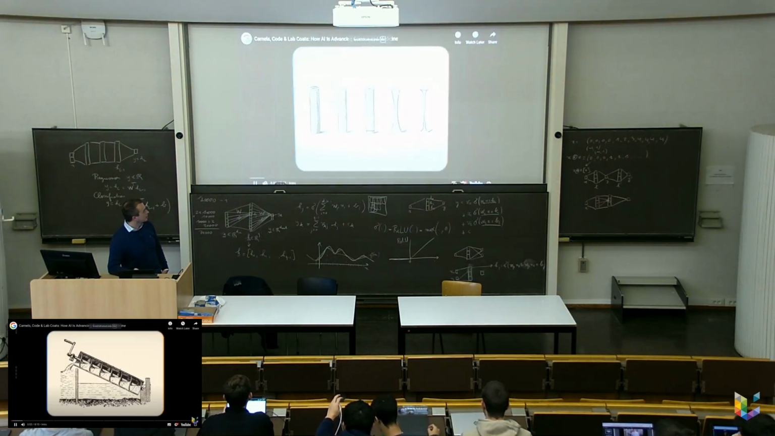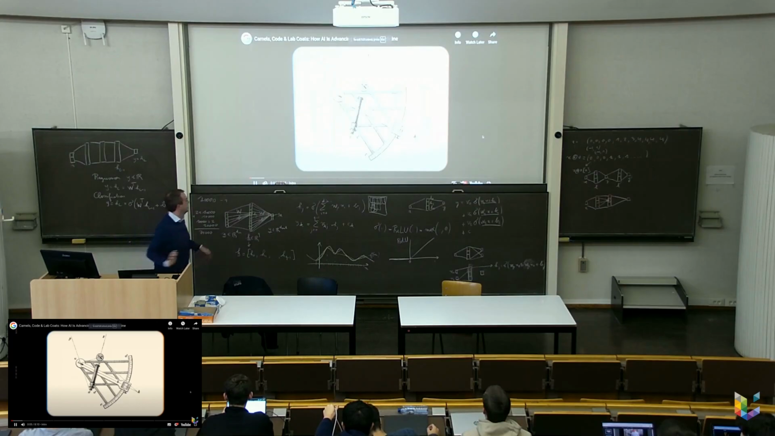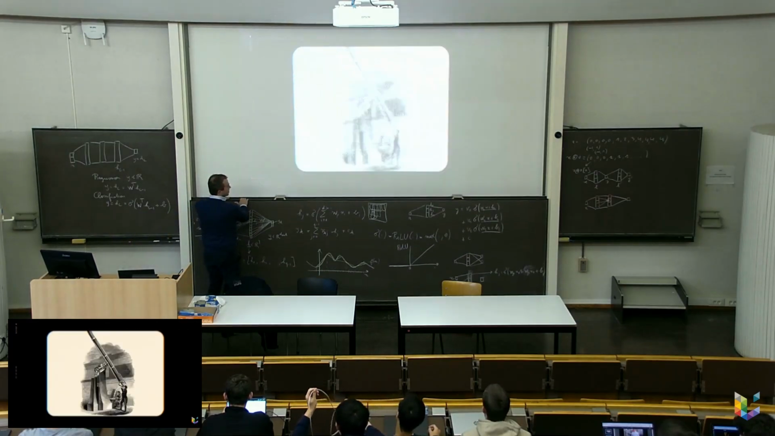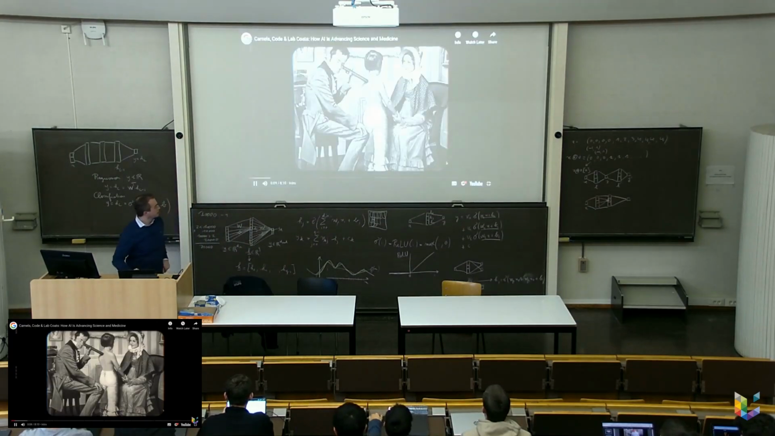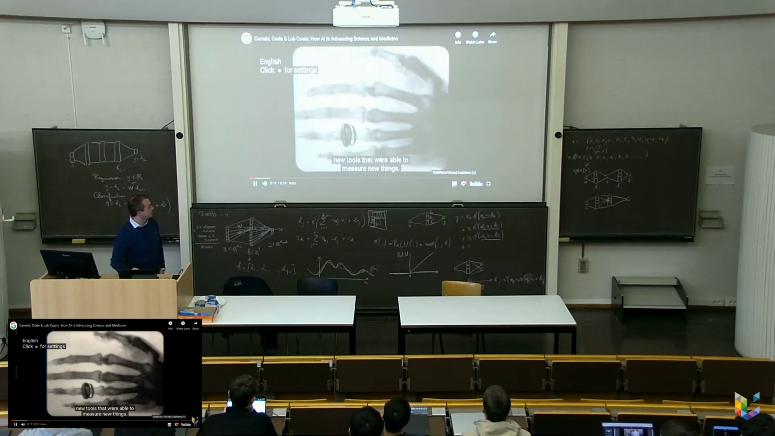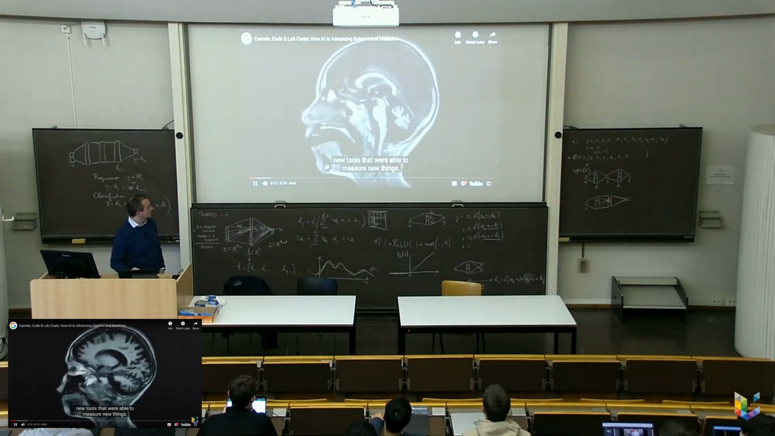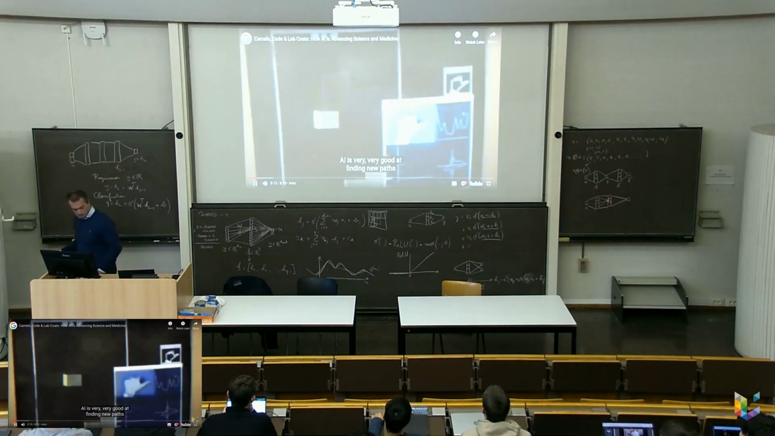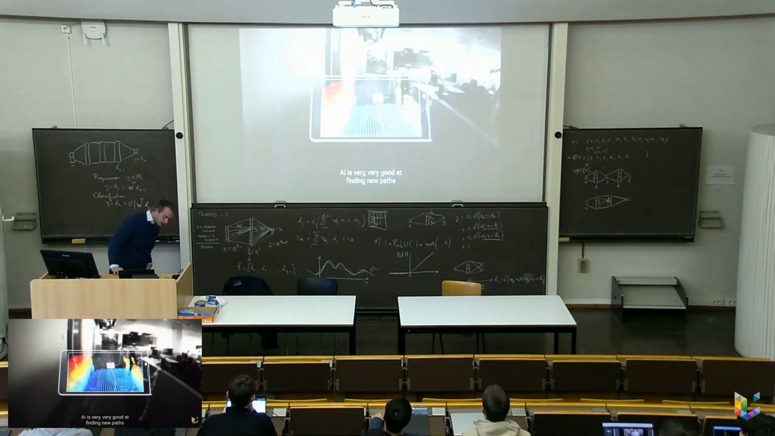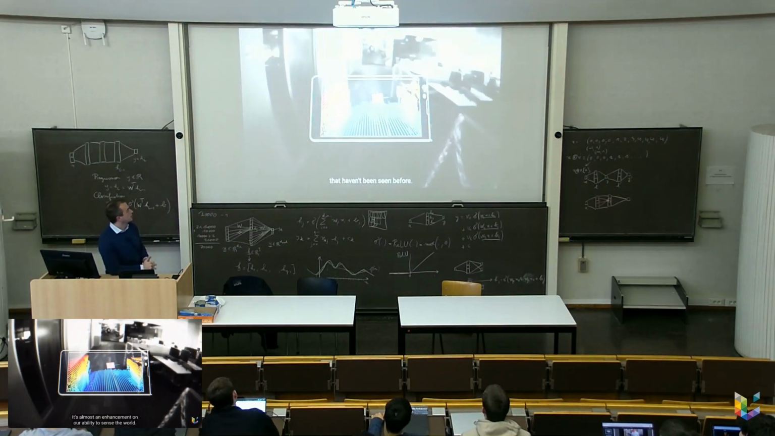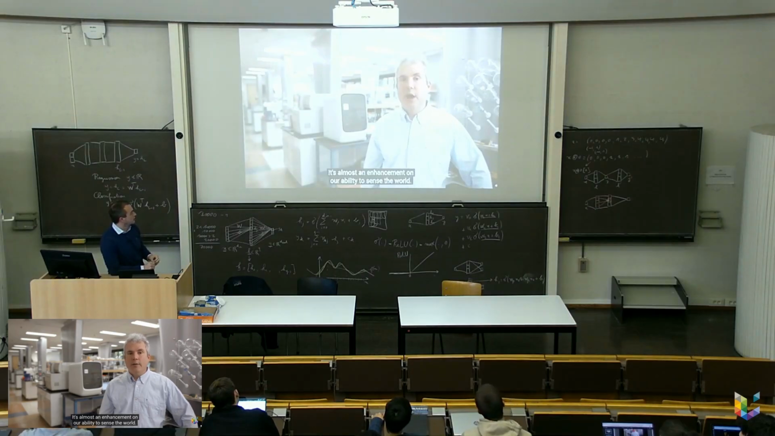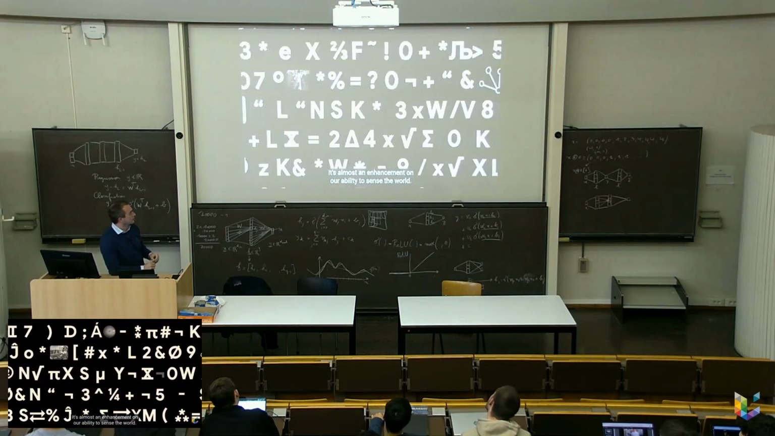There's been many innovations over the years that drive science. If you go back in history, many scientific insights actually derived from new tools that were able to measure new things. AI is very, very good at finding new paths that haven't been seen before. It's almost an enhancement on our ability to sense the world.